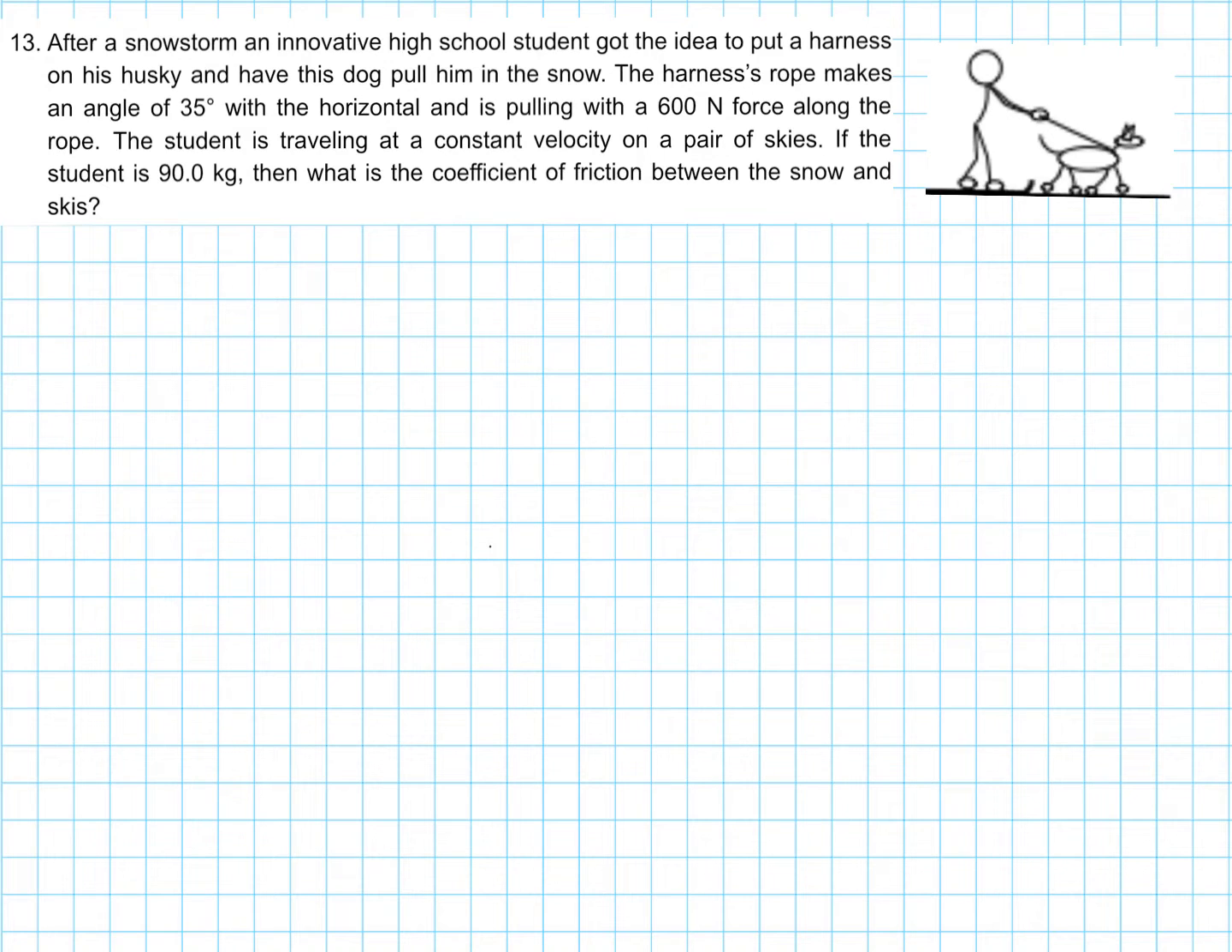For this problem, I'm looking for the coefficient of friction between the skis and the ground. And I have a person standing on the skis being pulled by the dog, so we're going to combine the person and the skis all as one body. And for this problem, I'm going to draw two free body diagrams, not just one.